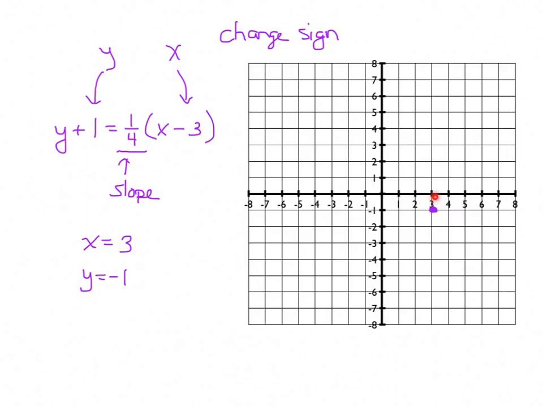And then I use the slope and I go up 1 and to the right 1, 2, 3, 4. Or if I wanted, I could go down 1 and to the left 4. And then draw in my line.